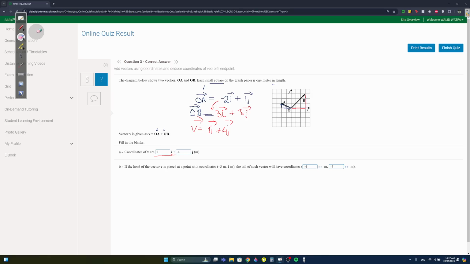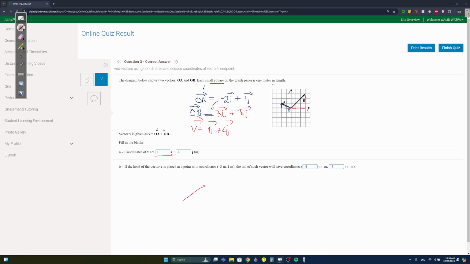Okay, even in the IG physics, IG mechanics, as the AS mechanics, and IG math, for those of you who might do it this year, you'll see this in your IGs. If the head of vector V is placed at a point with coordinates minus 3, 1, the tail of such vector will have what?